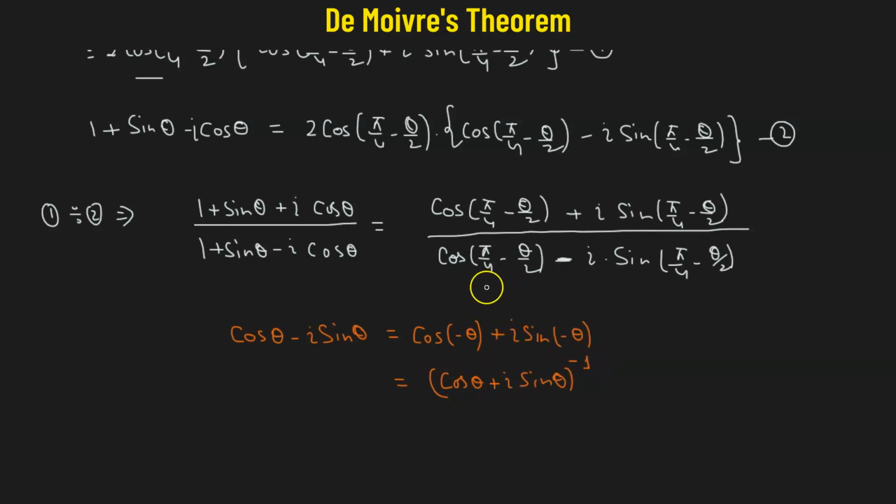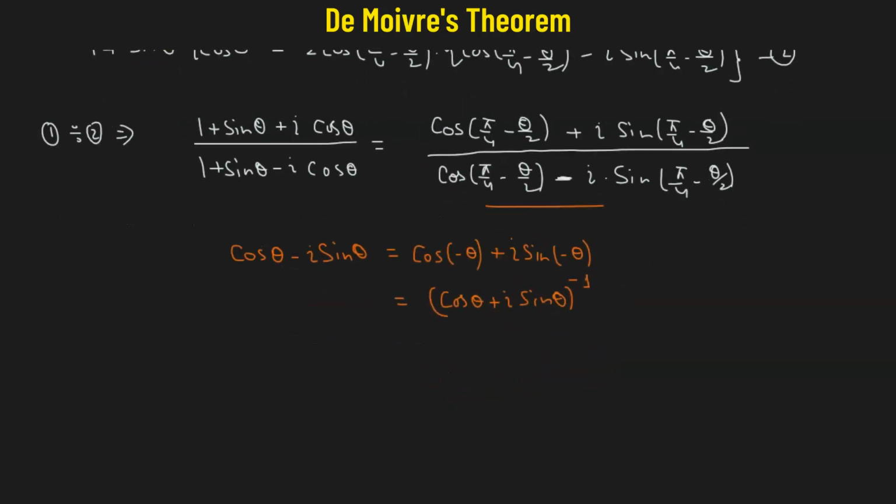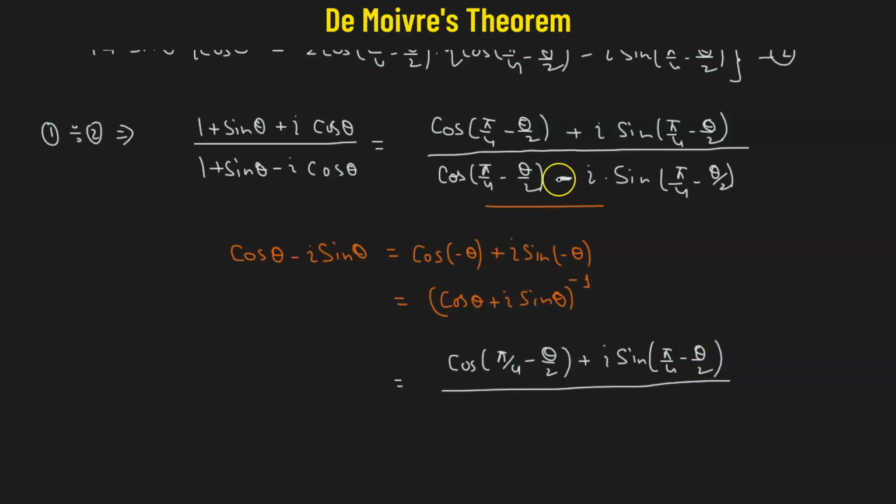Now using this de Moivre's theorem, we can also represent the denominator as follows. The numerator remains the same, where cosine of pi over 4 minus theta over 2 plus iota times sine pi over 4 minus theta over 2, whole divided by, so here we have a negative sign, but what we'll do, we'll make it positive and consider cosine of pi over 4 minus theta over 2 plus iota times sine pi over 4 minus theta over 2 all raised to the power of negative 1.